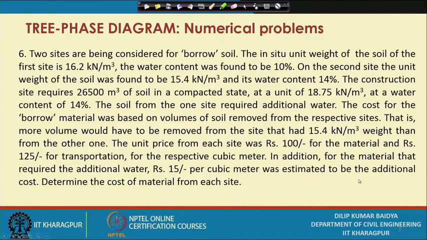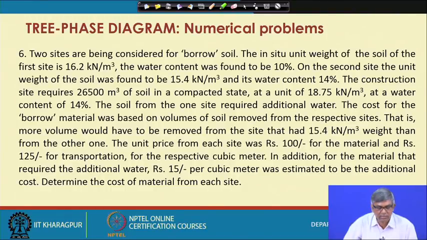So, this is the problem actually. Again 2 sites are being considered for borrow soil. The in situ unit weight of the soil of the first site is 16.2 kilonewton per meter cube, water content is 10%. On the second site, the unit weight is 15.4 and water content is 14%, which is more. The construction site requires 26,500 meter cube of soil in a compacted state at a unit weight of 18.75 and water content of 14%.